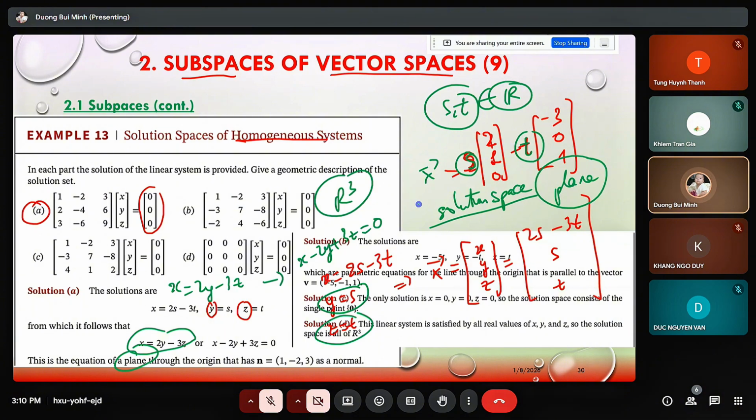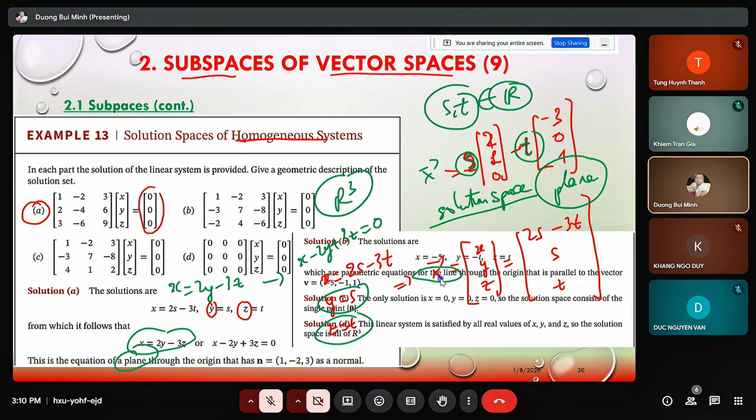And similarly, we have the answers of question B. Okay, we can get x is minus 5t, y is minus 3t, z is exactly t. So the solution space is a line, because we only have one variable.